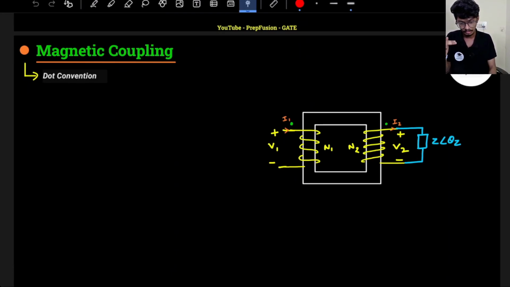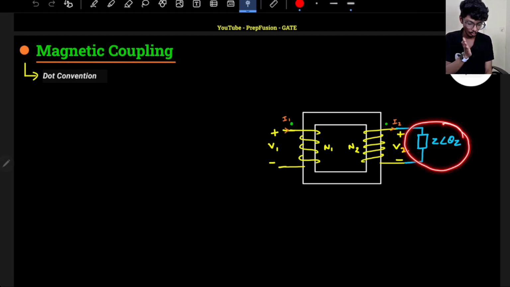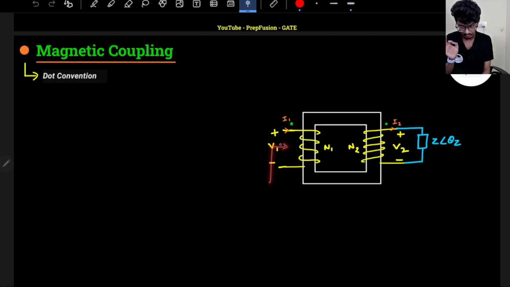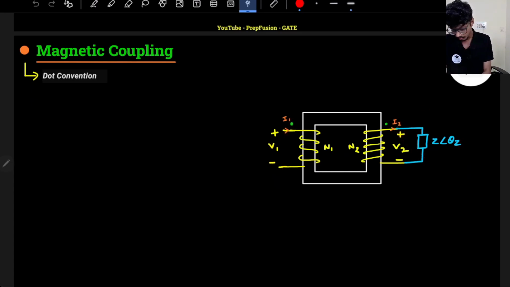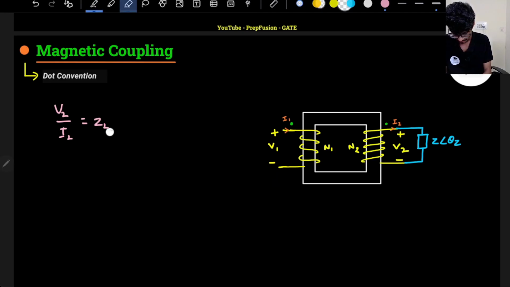Now I will discuss referring. How can I refer? If I have an impedance connected on coil 2, winding 2 of this transformer, what is the impedance that I can see from winding 1? If I have connected impedance Z angle theta Z, I know one relation that will be valid according to Ohm's law, that V2 by I2 will be equal to the impedance, that is Z angle theta Z. This has to follow.